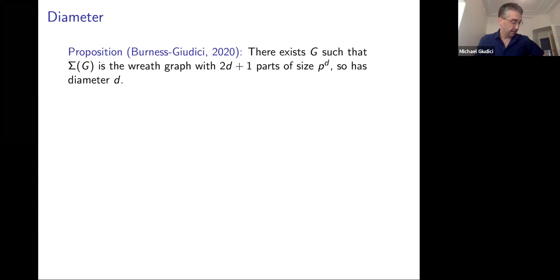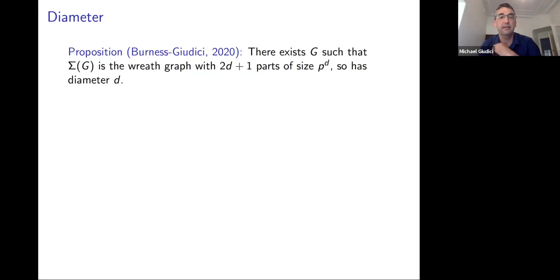The next thing we looked at was the diameter of your Saxl graph. We want to know, can I make my diameter arbitrarily large? And indeed we can, because there is a group G such that the Saxl graph is the Reef graph with 2d plus 1 parts of size p to the d, and so this has diameter d. Remember your Reef graph: I've got all these parts, all of size p to the d. They're arranged in a cycle. Every vertex in one part is joined to all the vertices in the 2 parts either side of it in the cycle. That's why it has diameter d.